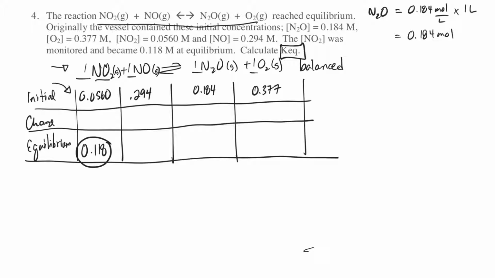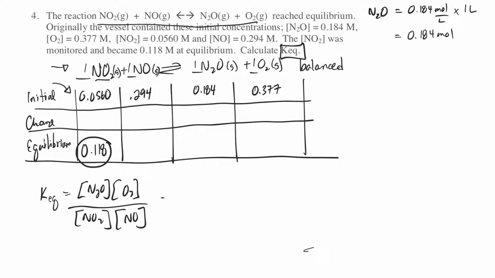Okay, so my constant of equilibrium is going to be equal to the concentration of N2O times the concentration of O2 divided by the concentration of NO2 times the concentration of NO. And these have to be at equilibrium. So one of those I know. I know this one here would be 0.118. But I need to know what those other three numbers will be. And I can use my ICE table to find that.